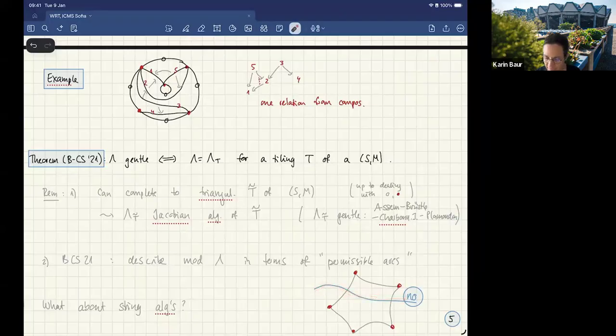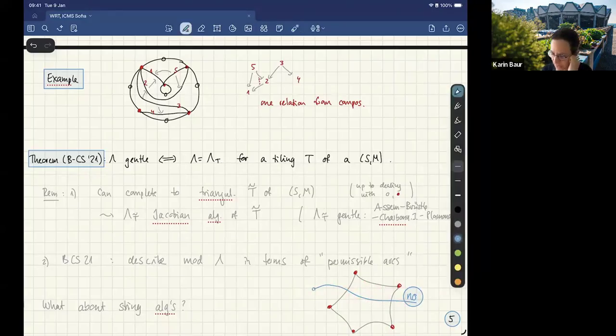Because if you think about it, for the module you would get from composing all the arrows in the quiver, to get from here to here, you would have to compose this arrow with that arrow. And that was in the ideal, so that becomes 0. So we can describe the module categories. String modules are permissible arcs with endpoints in the circles. And then band modules are permissible closed curves.